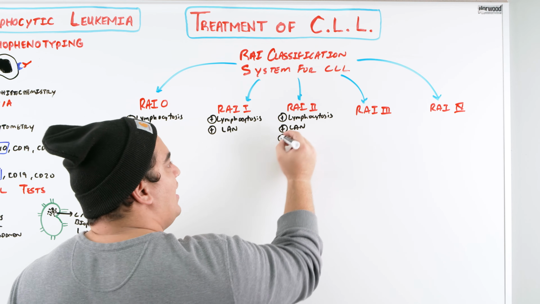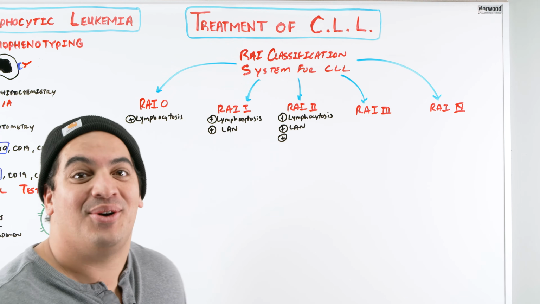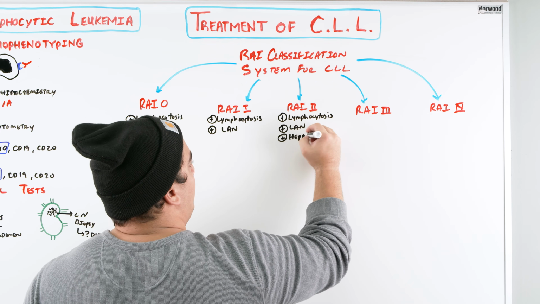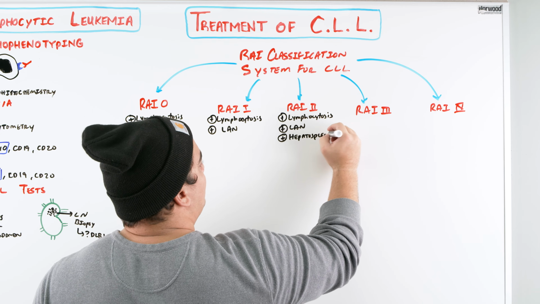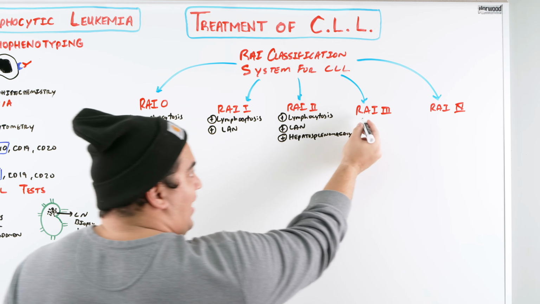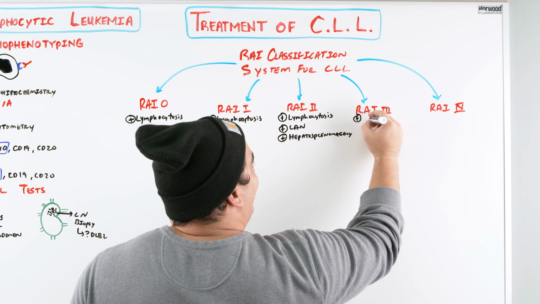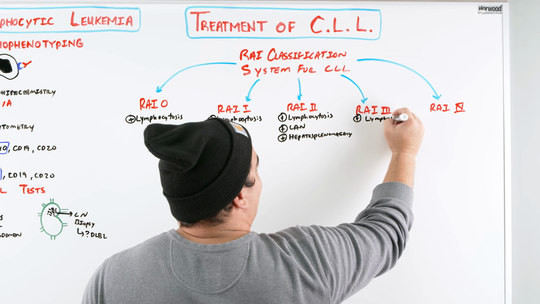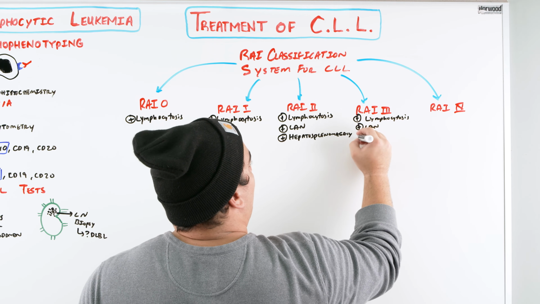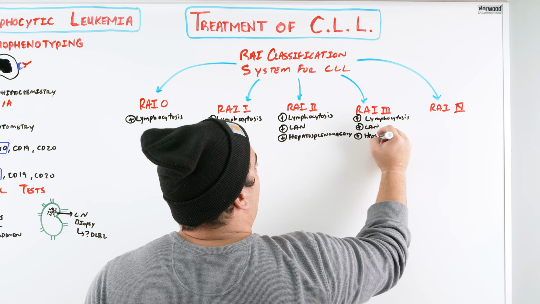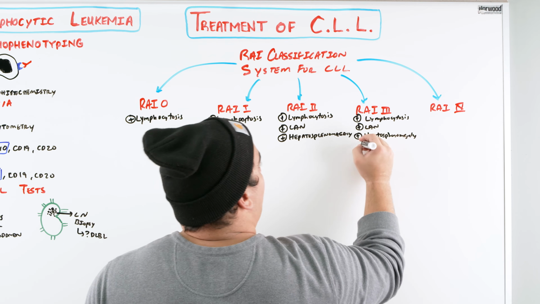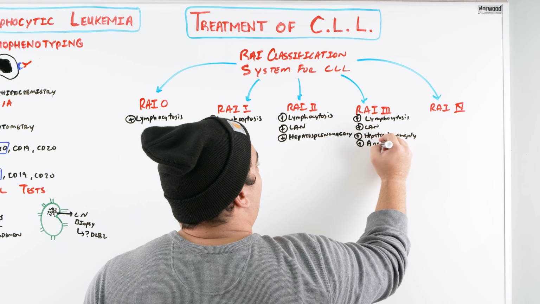But then the next thing here is the other organs, hepatosplenomegaly. So if they have some hepatosplenomegaly, that's the next organ to be commonly affected in CLL. So the same thing, RAI 3, they'll have lymphocytosis. They will have lymphadenopathy. They will have hepatosplenomegaly. And then the next thing is that they could have anemia.